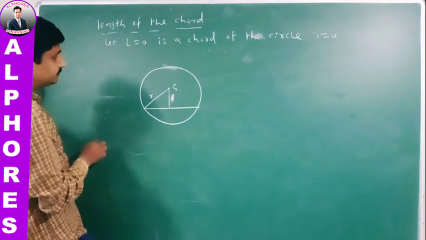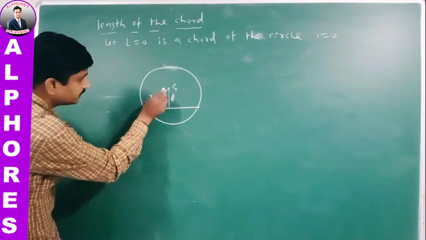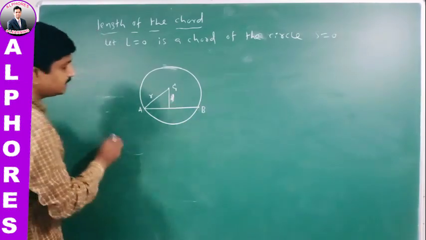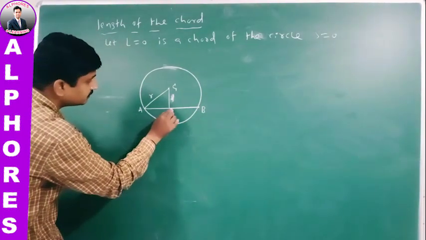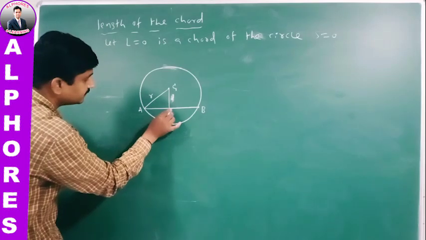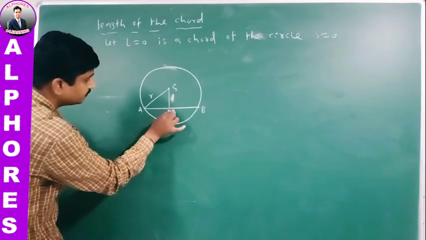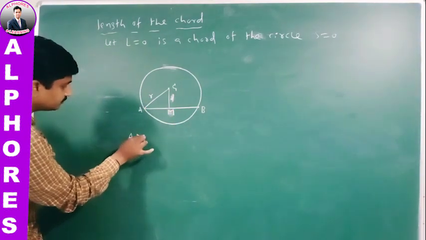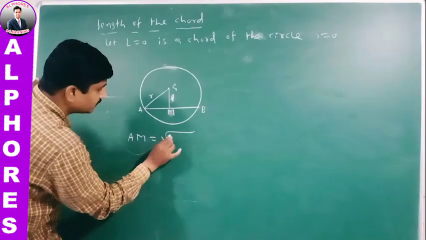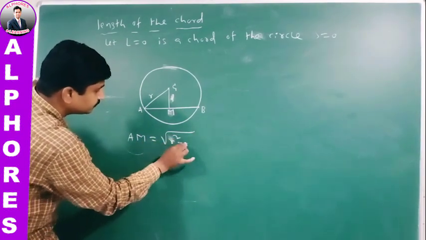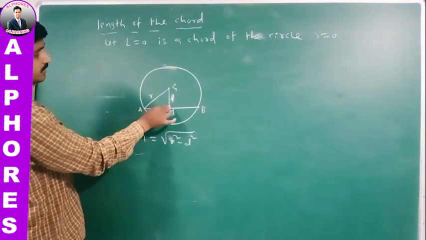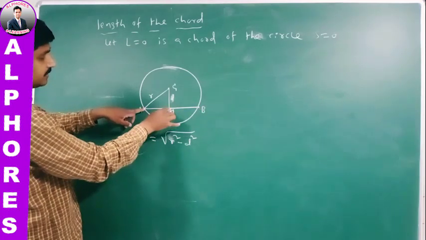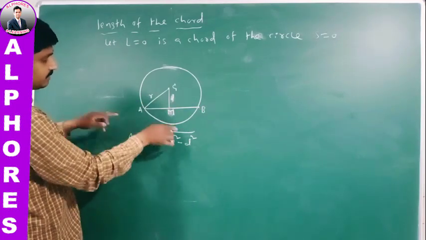Suppose AB is a chord. M is the midpoint of the chord AB. From the diagram, AM equal to under root of r square minus d square.